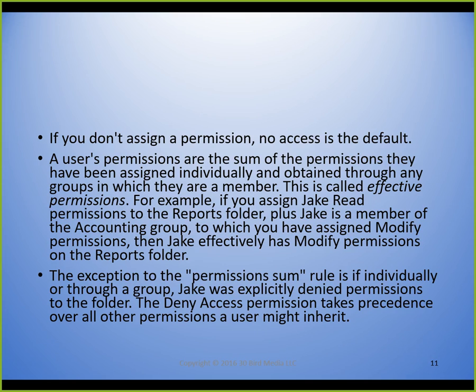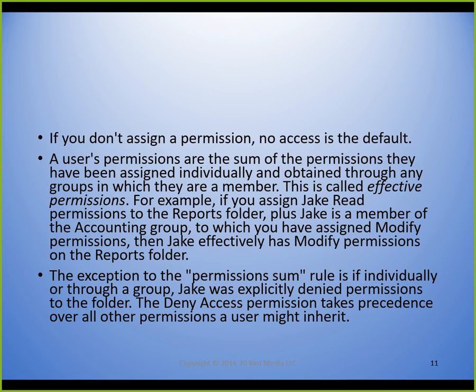We assign Jake read permissions to the reports folder. Jake is a member of the accounting group, which has been assigned modify permissions. Then Jake has modify permission on the reports folder, because you get the highest level. It's cumulative. They say cumulative, but what it amounts to is you're going to have whatever the highest one is. The exception to the rule is if, individually or through a group, Jake was explicitly denied, and this is a big deal. If you have an explicit denial of a folder or a file, regardless of how many other permissions, you can have full control in 14 other groups and you're still going to be denied. An explicit deny is a deny.